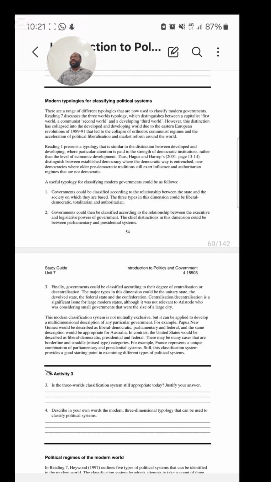Okay, so that classification is also being used today. When you read in the papers, you would come across that classification of third world countries.